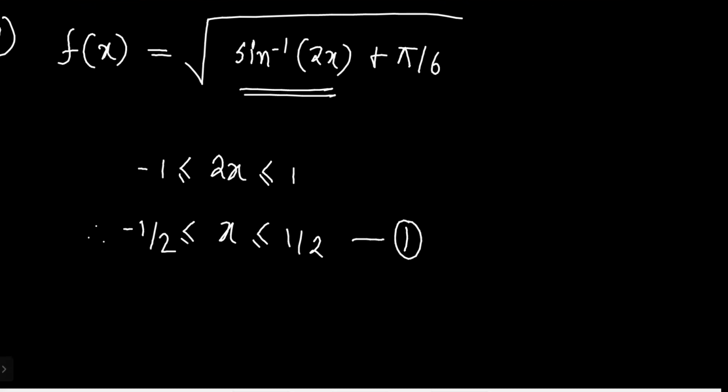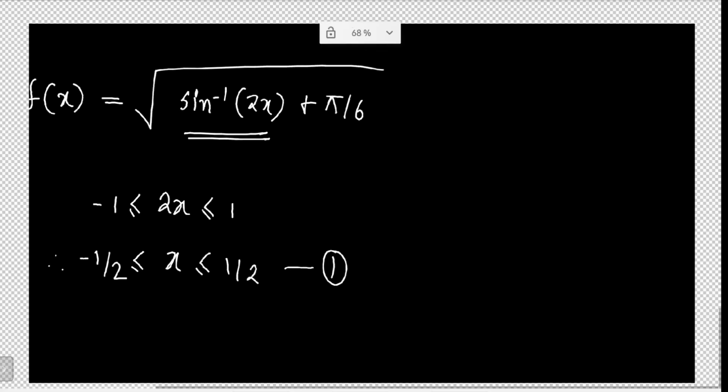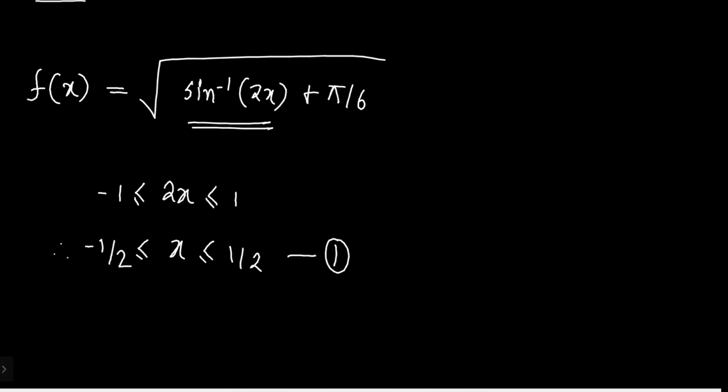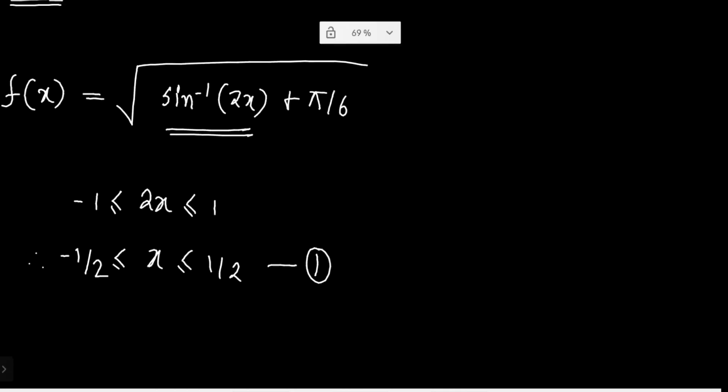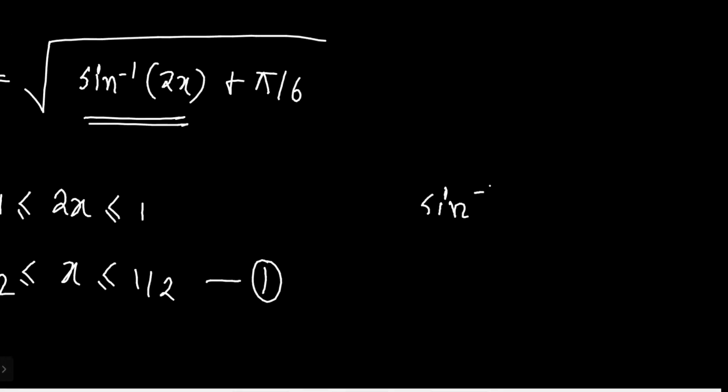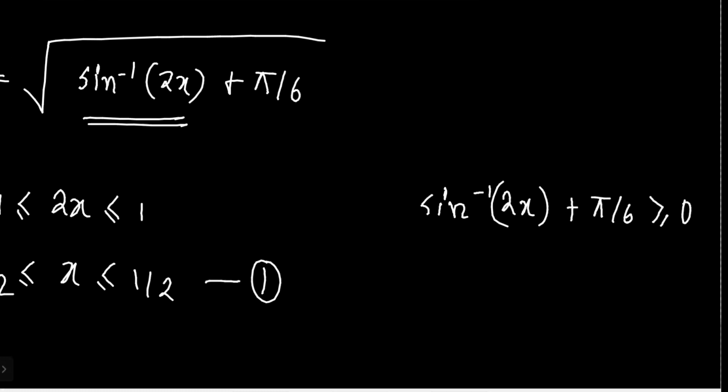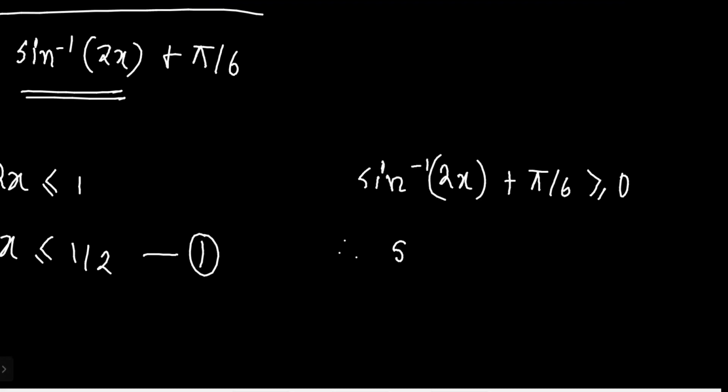Another thing, you can see that f(x) is given under the root. When it is under the root, the thing that is under the root has to be greater than or equal to 0, because less than 0 it will not be defined. So sine inverse of 2x plus pi by 6 will be greater than or equal to 0. From this, we can write sine inverse of 2x greater than or equal to minus pi by 6.